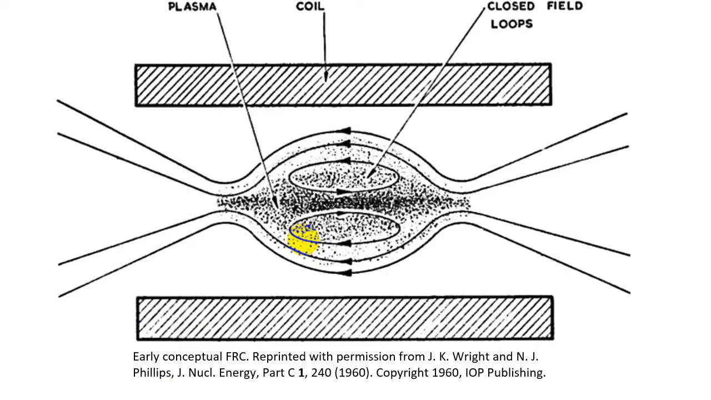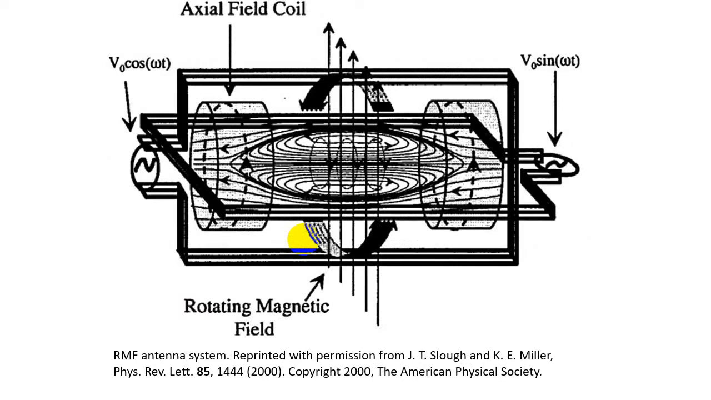As you can see, this is a baseline FRC structure, which was the initial conception. And here you can see we're adding a rotating magnetic field using these coils. Right now we use an antenna, but that was the initial schematic. That's going to rotate the plasma that's going on there. And here you can see the FRC, the whole schematic, et cetera.